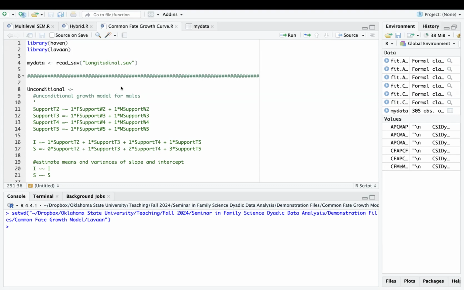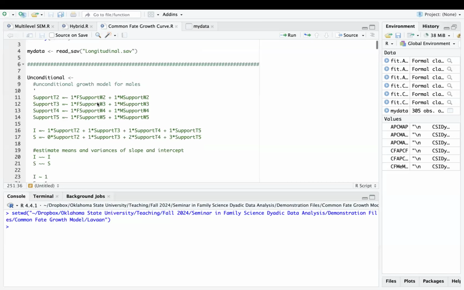But in the common fate growth model, what we are actually doing is estimating what is shared between partners and examining changes in whatever is shared between partners on that construct. So we could look at changes in dyad level relationship quality, or dyadic coping, or support, or strain, or any other kind of variables that would qualify for a common fate analysis.